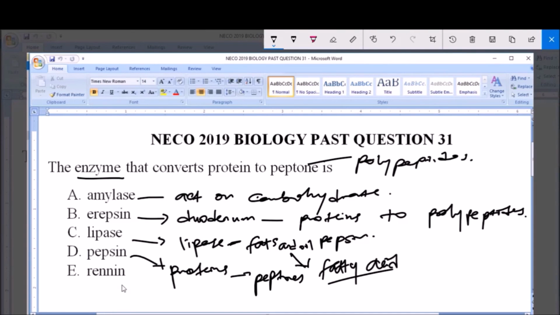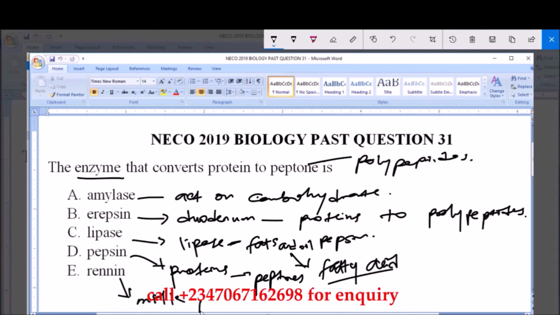Now option E says renin. Renin is also an enzyme located in the stomach that acts on milk protein. Now the question says the enzyme that converts proteins to peptones is.